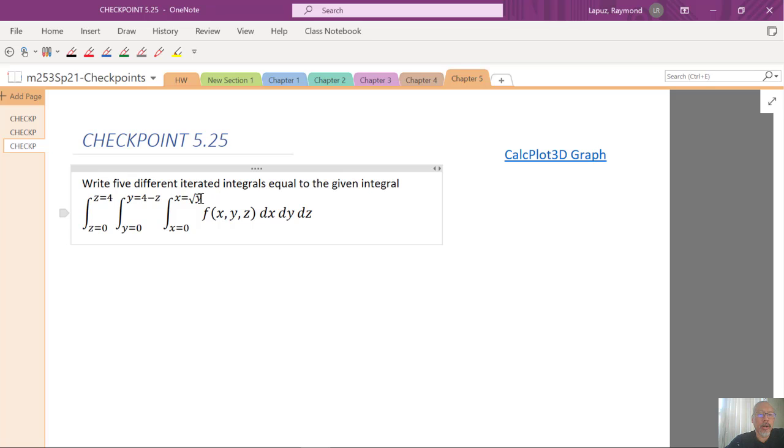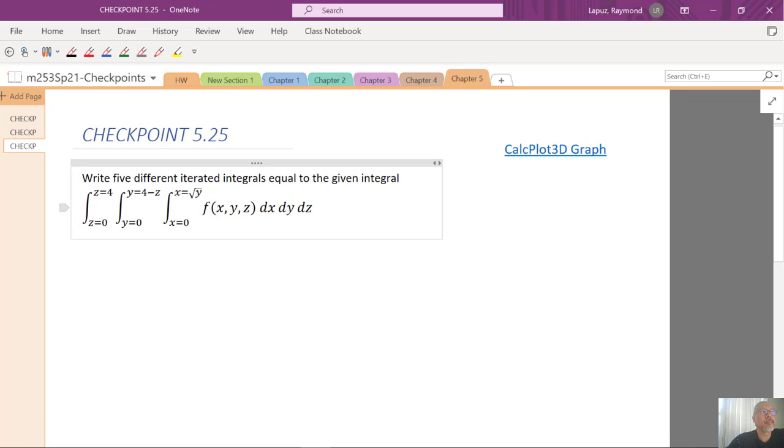And then our y goes from 0 to some function, y is equal to 4 minus z, and then our z are constants. The outer limits are always constants. Okay, let's see if we can draw this out.